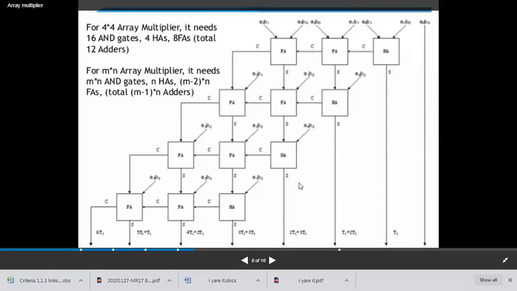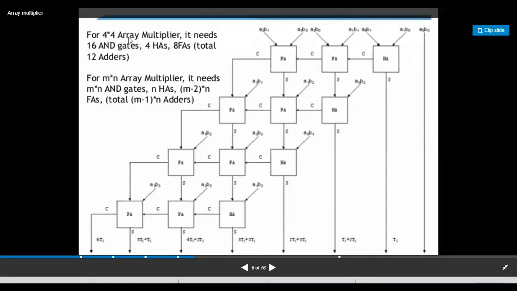Here see the same thing I have told: the same logic diagram with a 4 cross 4 array multiplier. It needs 16 AND gates, 4 half adders, 8 full adders. That is a total of 12 adders required.